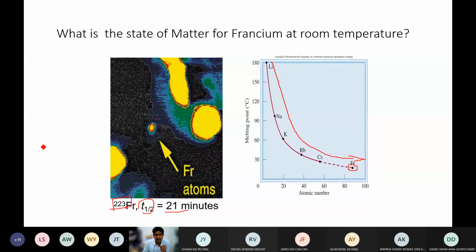And if we could find the melting point for francium, if it were stable, we would find it at about room temperature, like 22 or 23 degrees centigrade. It would be liquid, but since we don't find it, it is not stable. It doesn't stay for a long time, only like 20 minutes, so it is very hard to find.